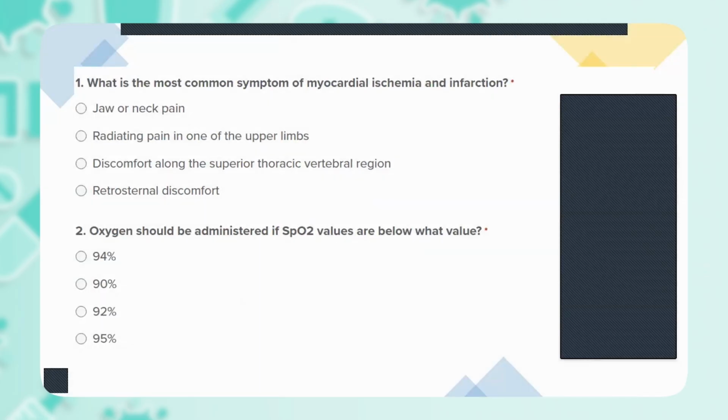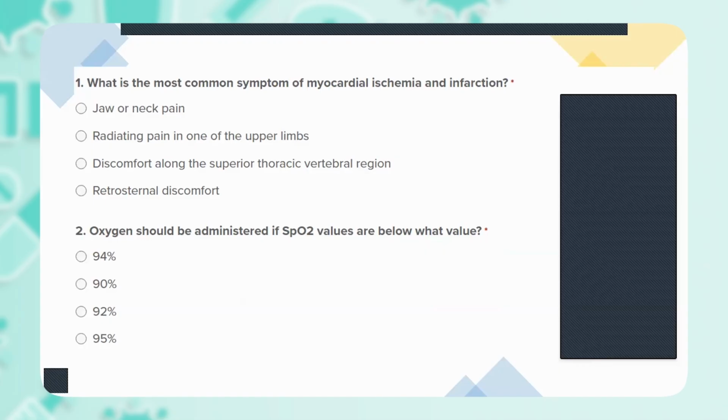Now, before we start, just a basic question to warm up and to introduce ourselves. Let's start with the questions. So the first question is, what is the most common symptom of myocardial ischemia and infarction? Anyone who feels like answering it? Fourth. Amazing. Fourth, it's correct. It's retrosternal discomfort.